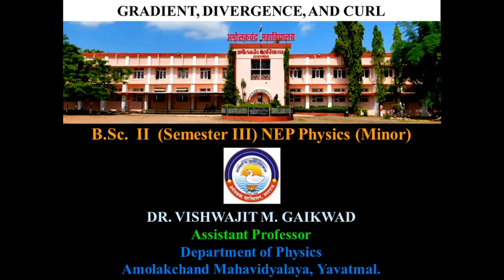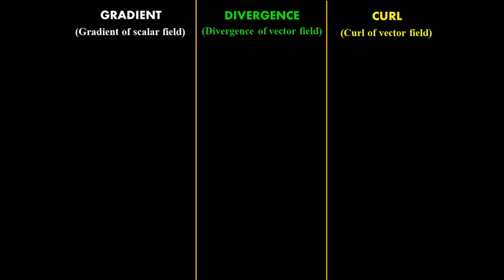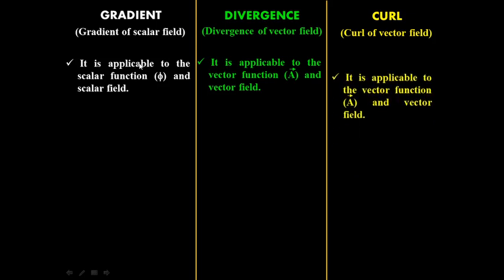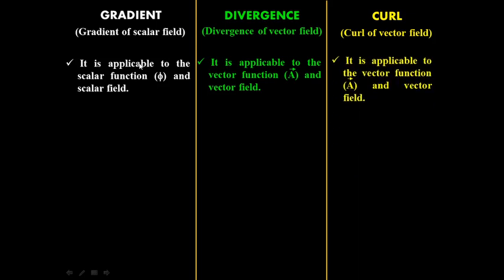Hello dear student, today we will see the difference between gradient, divergence and curl: gradient of a scalar field, divergence of a vector field and curl of a vector field. The gradient is applicable to the scalar function and scalar field, whereas divergence is applicable to the vector function and vector field. Similarly, curl is applicable to the vector function and vector field.